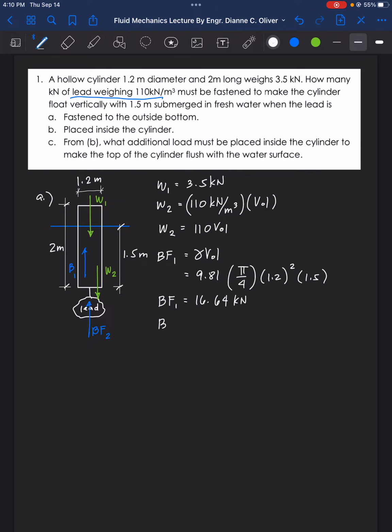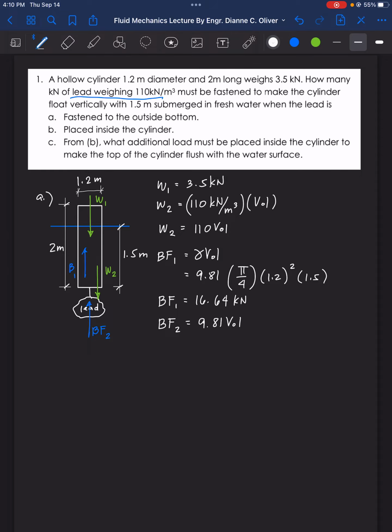Next, we get the buoyant force 2, the lead. Buoyant force for the lead is gamma times volume also, and we don't know the volume for the lead, therefore we just say 9.81 times the volume of the lead.